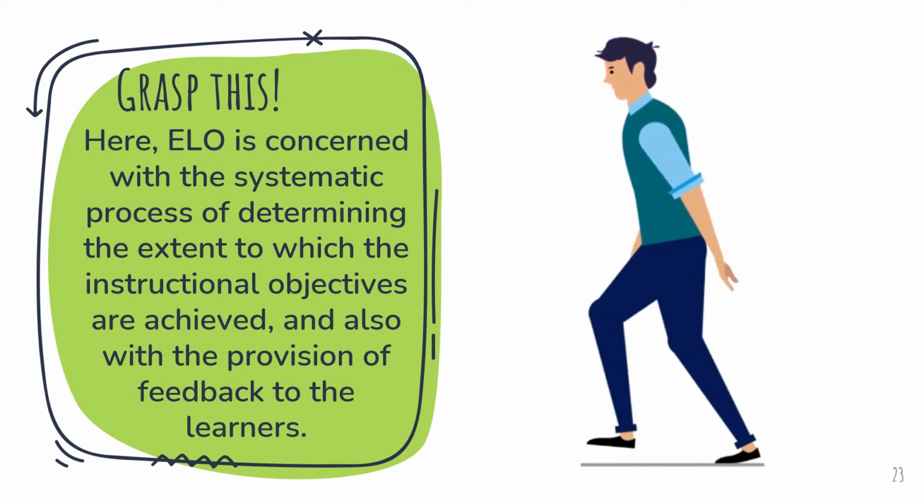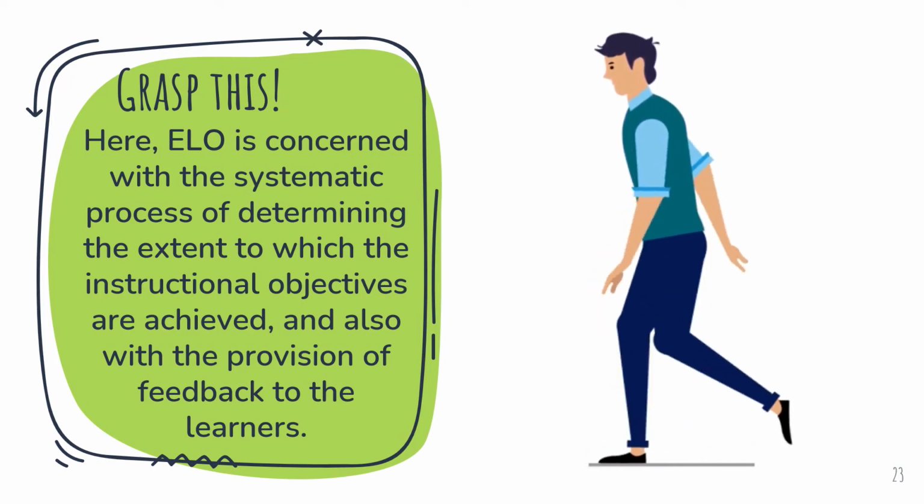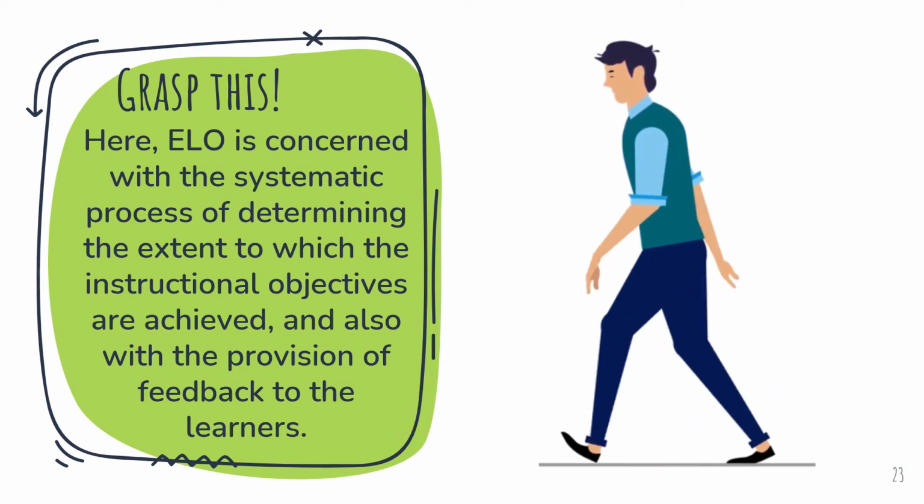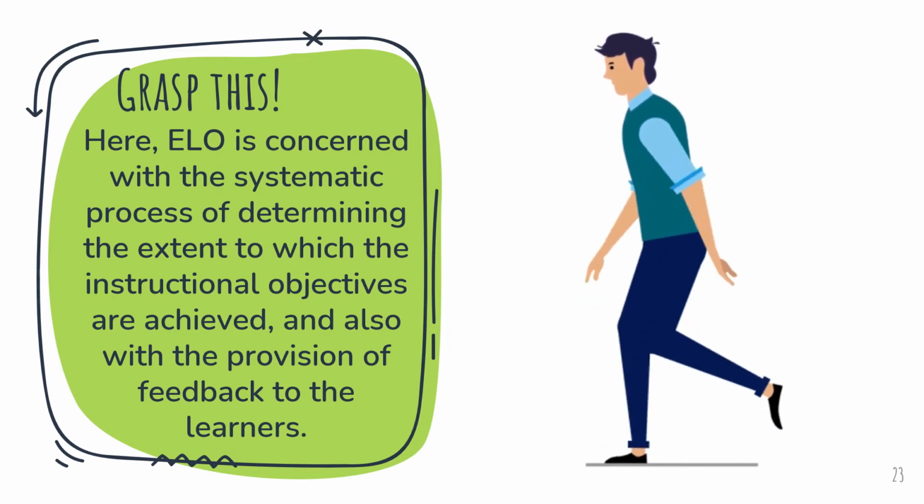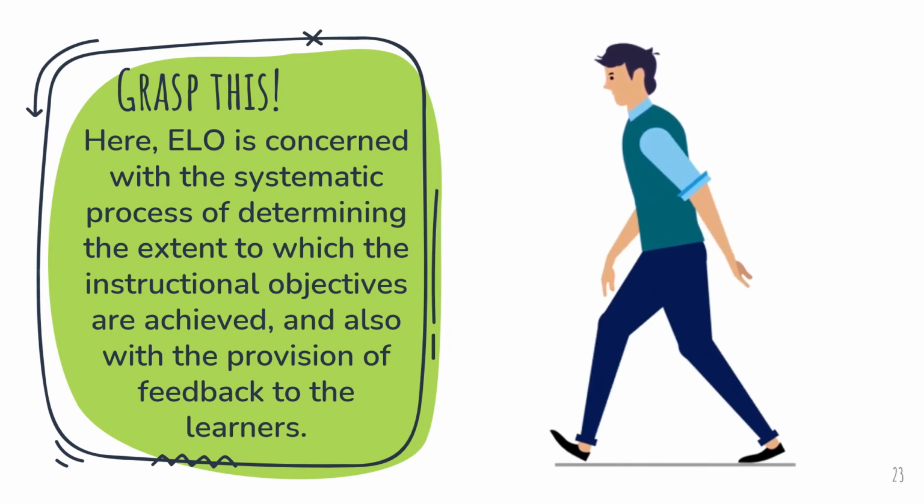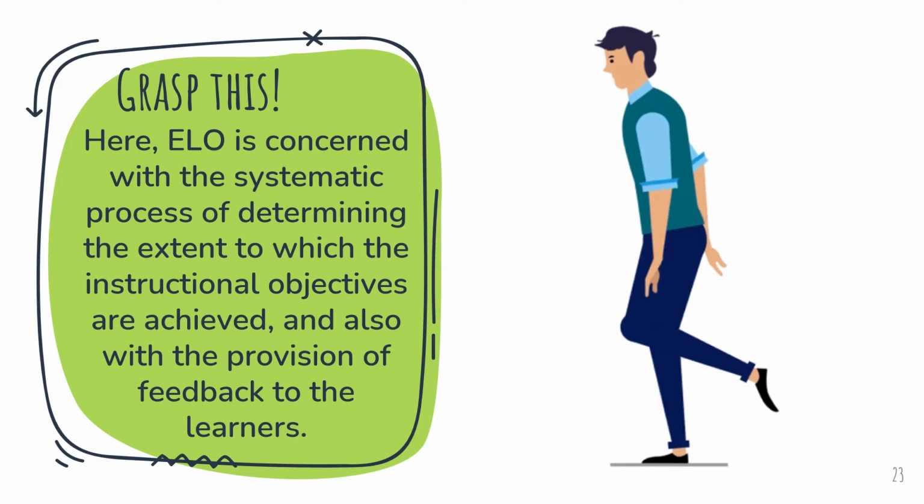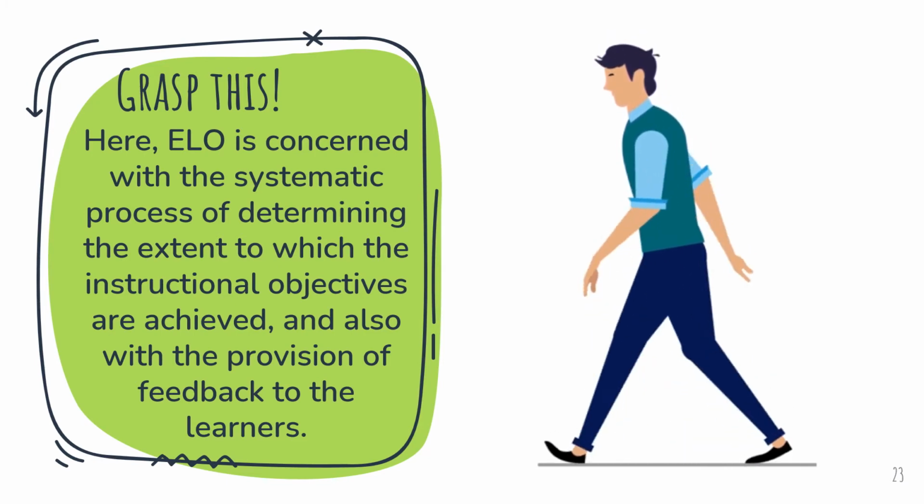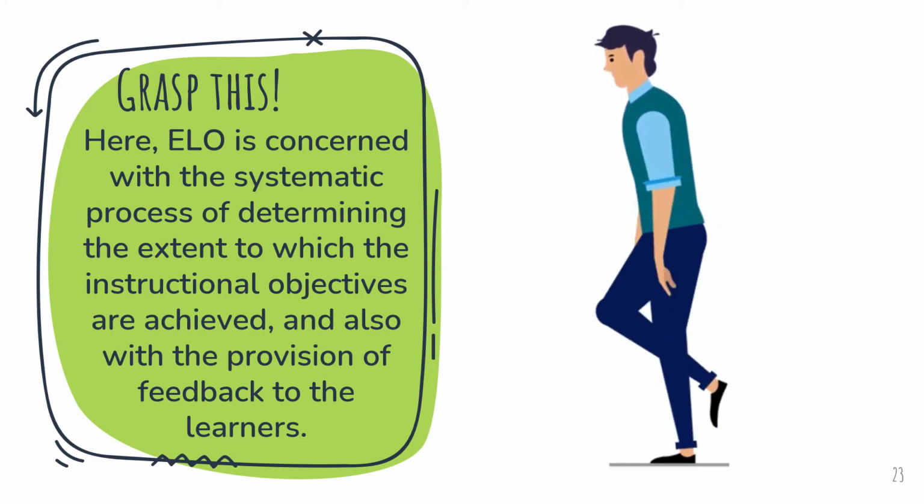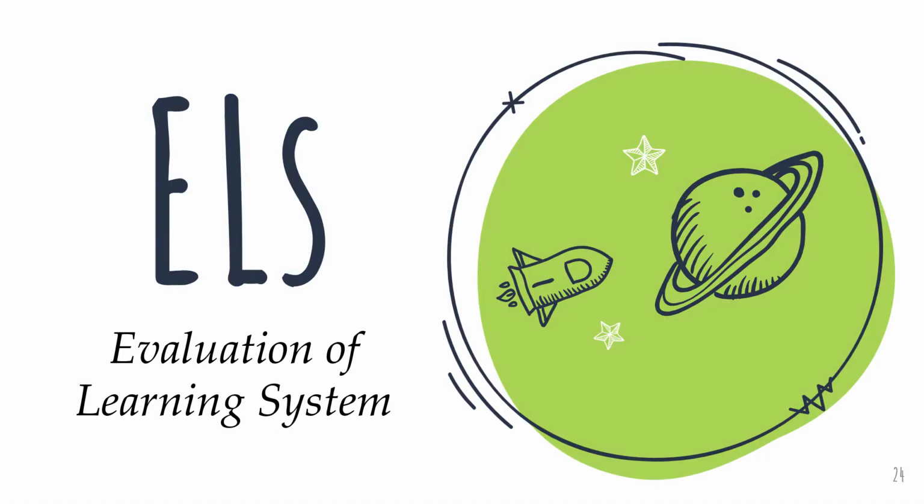Grasp this. Here, ELO is concerned with the systematic process of determining the extent to which the instructional objectives are achieved, and also with the provision of feedback to the learners. Let's jump into the second type of evaluation. Precisely, we will now focus on the evaluation of learning system, or the ELS.